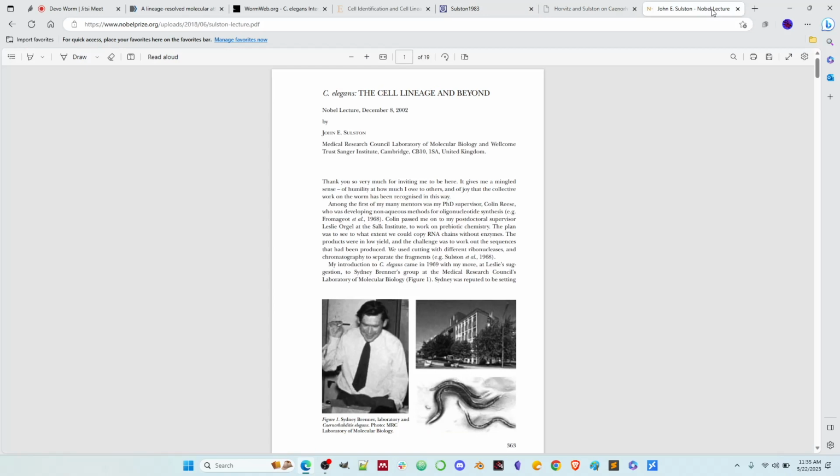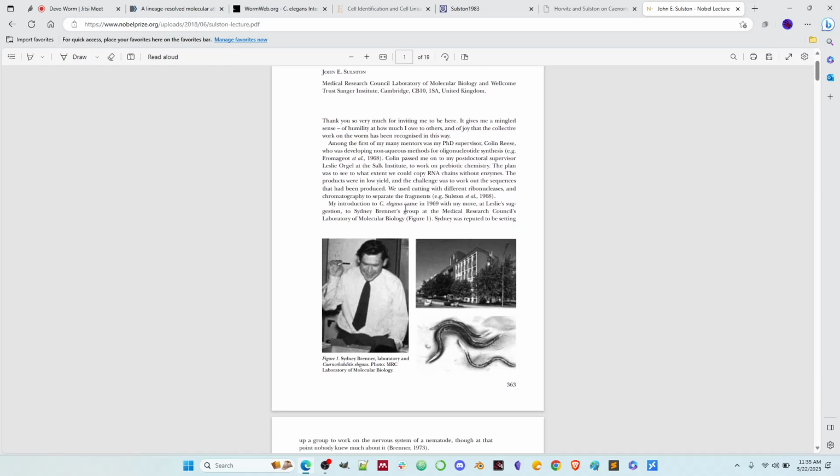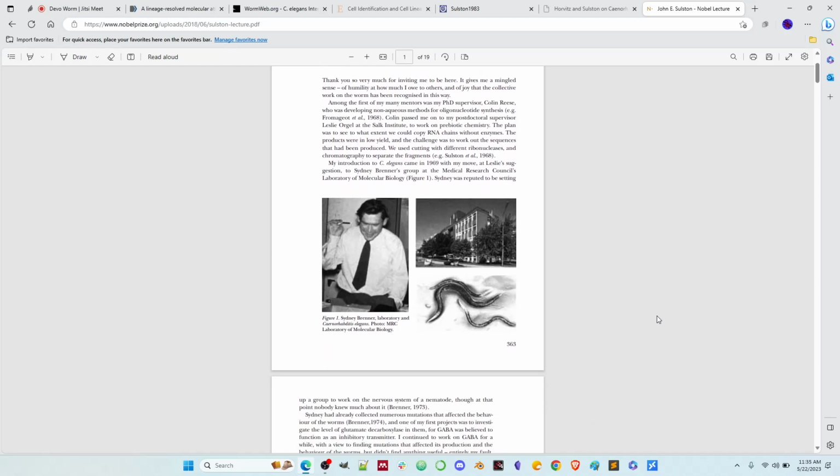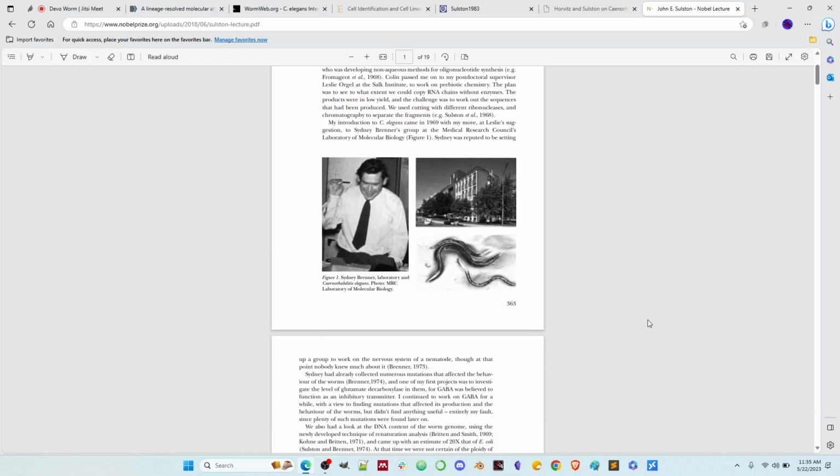This is information about John Sulston. This is the Nobel lecture that he gave. So in 2002, he won the Nobel Prize. He talks about the model organism C. elegans. So C. elegans is a model organism that originated with the work of Sidney Brenner. That was in the 1960s. And so they were looking for a nice model organism for medical research as some sort of workhorse.